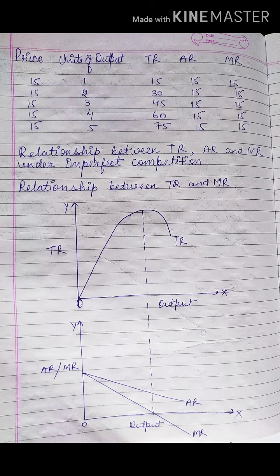Now the one which we have studied, the same we will check out in the schedule. See, that is what it is. Price is 15, unit is 1. You can see TR, AR, MR, they all are 15, right? Now we are studying perfect competition. Perfect competition states that AR and MR are equal. So if AR and MR at output 1 is 15, throughout it will go 15.